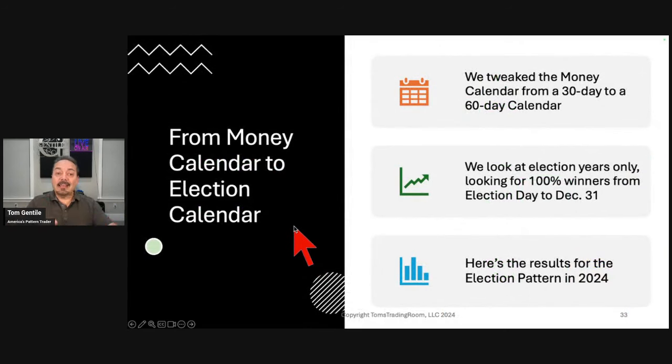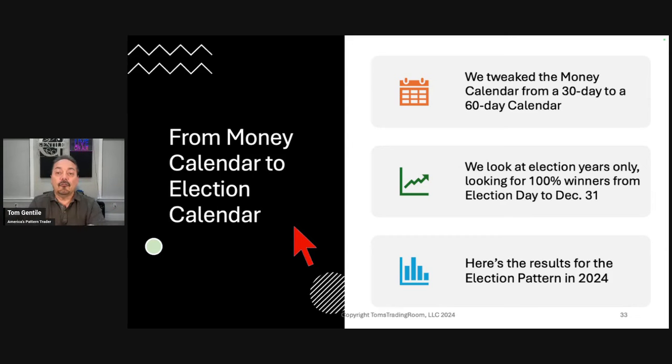Now, what I did for the election strategies I'm going to show you for Convergence 2024 is I took the money counter. Remember, I basically took it apart. It's kind of like rebuilding an engine. And I went for the data. And so what I did was I tweaked it from a 30-day money calendar to a 60-day election calendar. We're only looking at election years only. I'm only looking for 100% winners. And those winners got to be election dated to December 31st. So basically November and December.